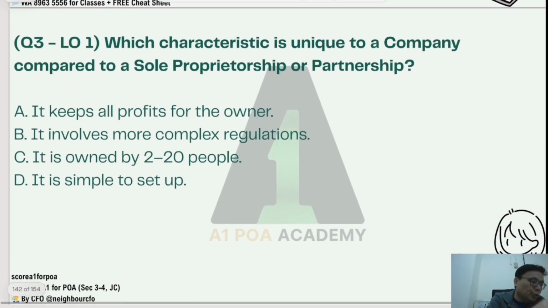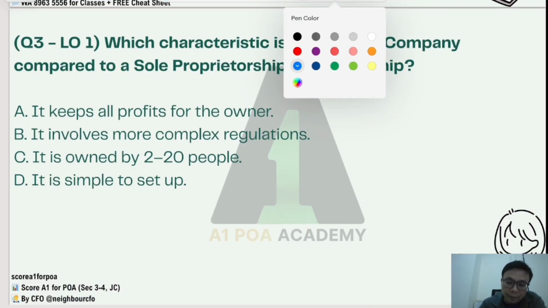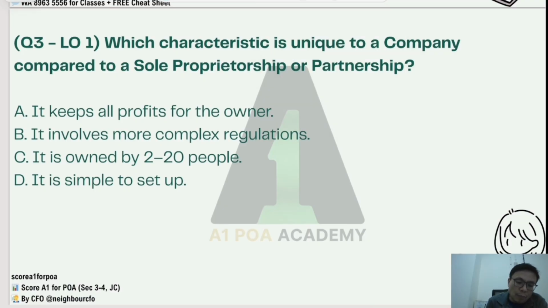Next we come to question 3. Question 3, still under LO1. Which characteristic is unique to a company compared to a sole proprietorship or partnership? So over here, A: it keeps all profits for the owner. Is that the case? Sole proprietorship, yes, because it's a one-man show. It is one person.